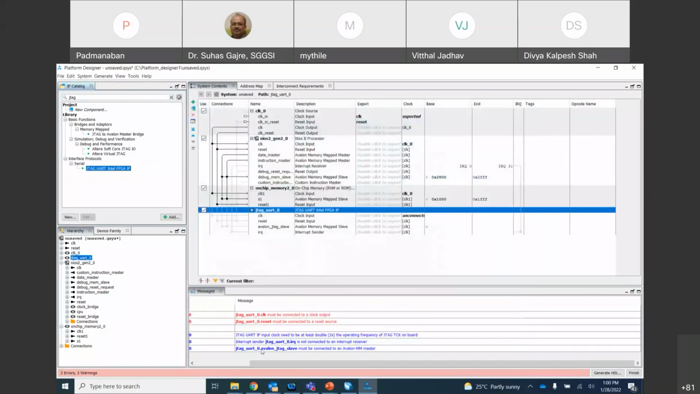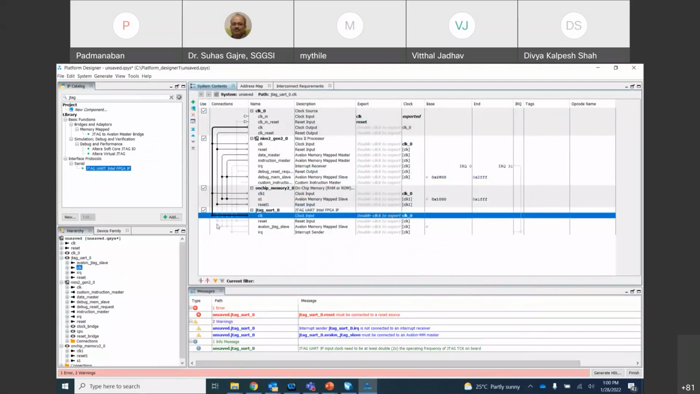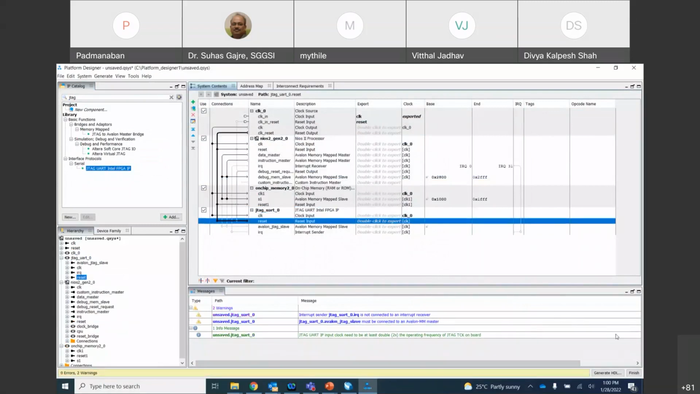You can see there are 2 more errors. It shows that okay, these errors need to be removed. How do you remove this? Now you can connect this clock, and then you can connect this reset. This is the way how we can complete.